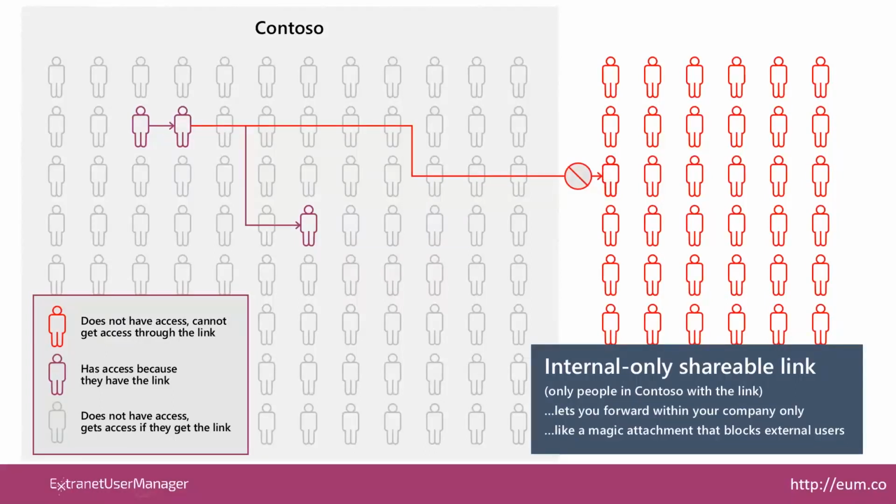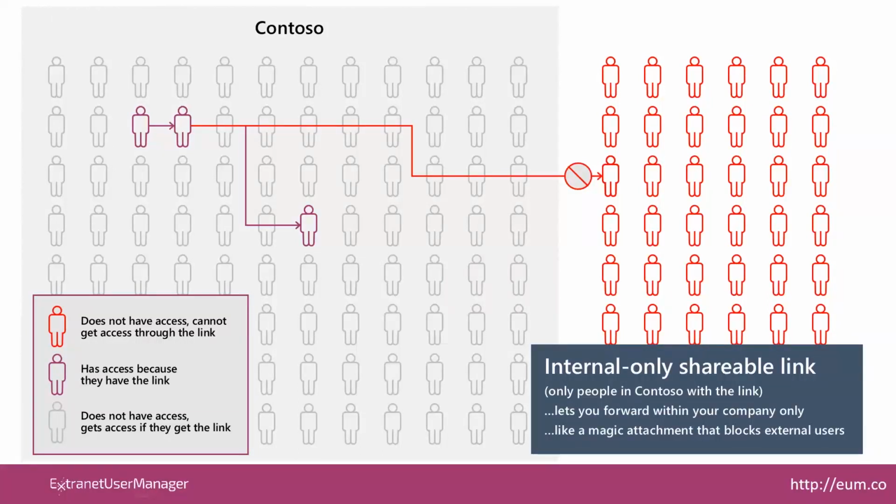It just doesn't allow external users to come in through that link. It's only for your staff. I like the way they describe it on the bottom right here. It's like a magic attachment that blocks external users. So think about a document that you want to share internally at Contoso. Maybe it's confidential. You don't want people sharing that document out. You give them an internal only link.